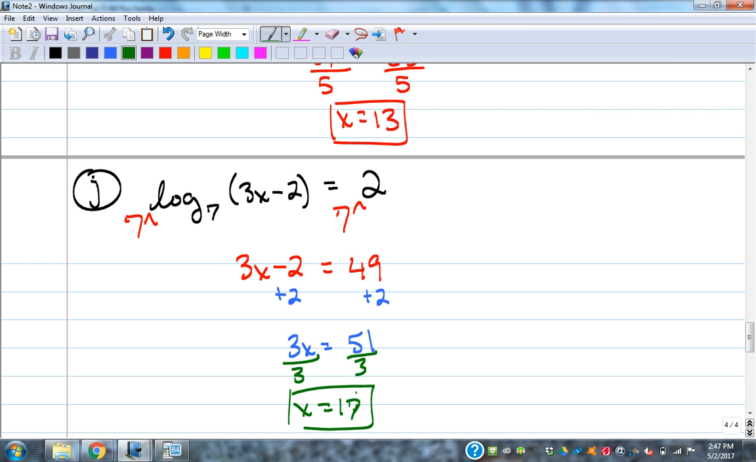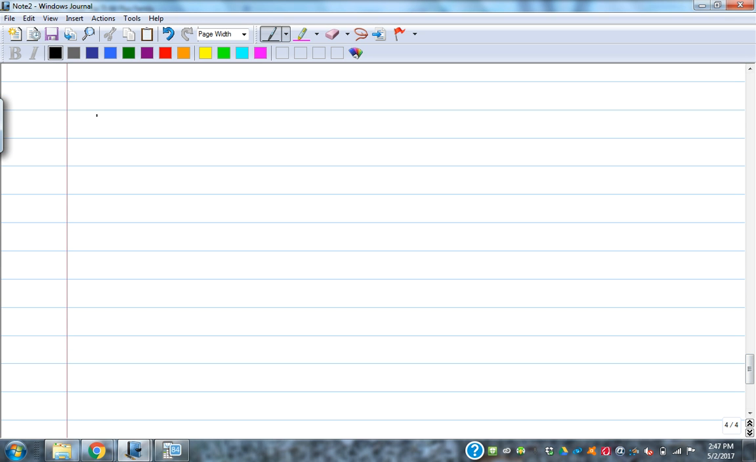So still haven't used our properties too much yet. The last two examples do, I promise. Okay, so let's look at those. Example K. That's the worst looking K. It's not much better. I give up.